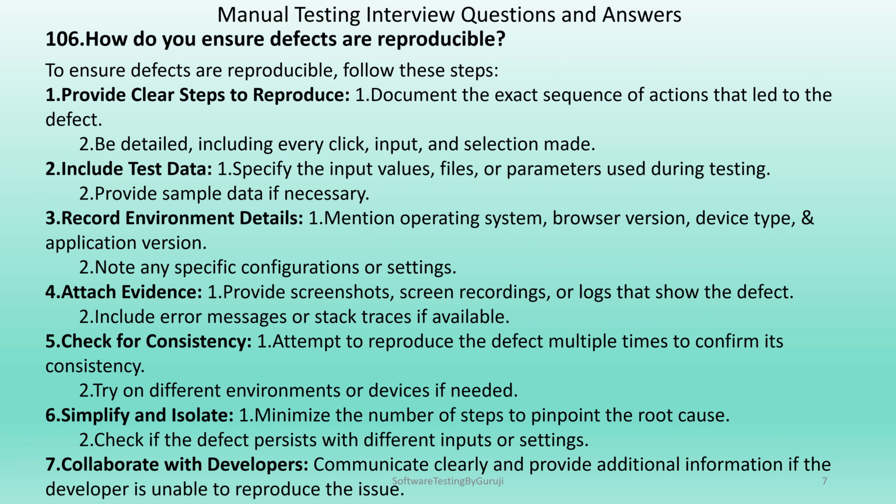Next question is, how do you ensure defects are reproducible? To ensure defects are reproducible, follow these steps. First, provide clear steps to reproduce. Document the exact sequence of actions that lead to the defect. Be detailed, including every click, input and selection mode.